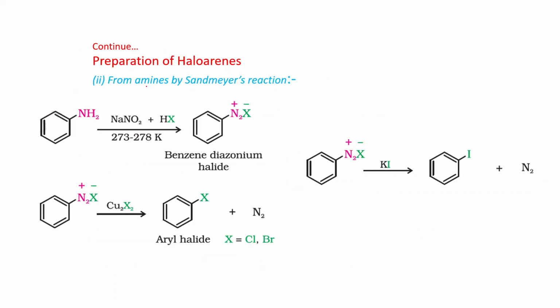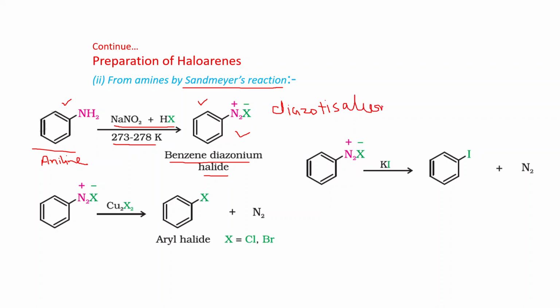Now preparation of haloarenes. The next method is from amines by Sandmeyer's reaction. Again, try to understand. You can identify this compound: this is aniline, C6H5NH2. In the presence of NaNO2 and HX at low temperature, that is 273 to 278 Kelvin, we will get C6H5N2X, and this compound is known as benzene diazonium halide. This process, conversion of aniline into benzene diazonium chloride, is called diazotization.